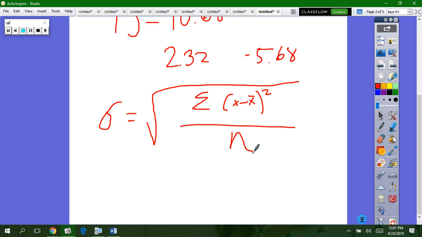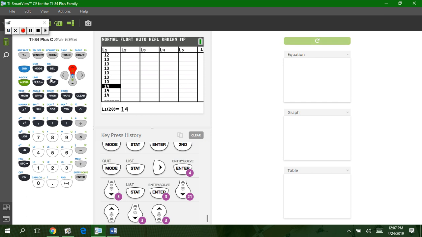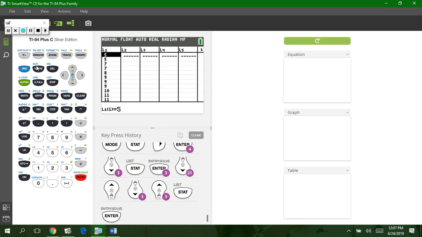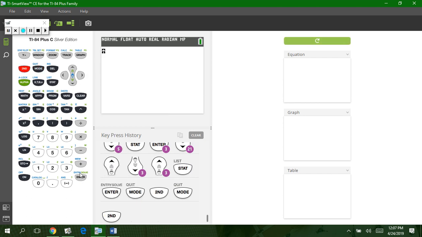But once again, that's X bar, the average. Okay? But guess what? Our calculator will do it for us. Everybody go to the machine. Stat, and not edit. I'm just going to hit second enter.